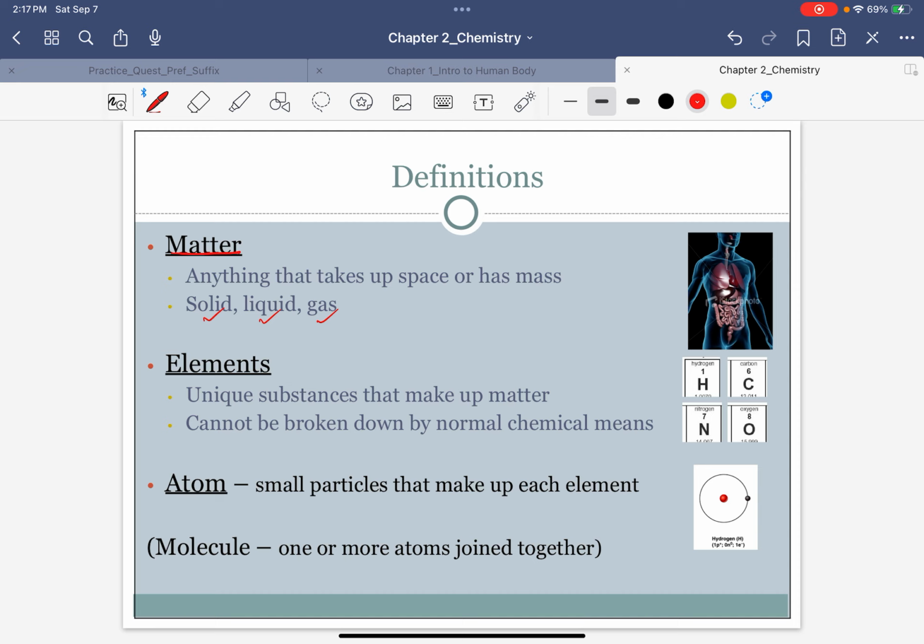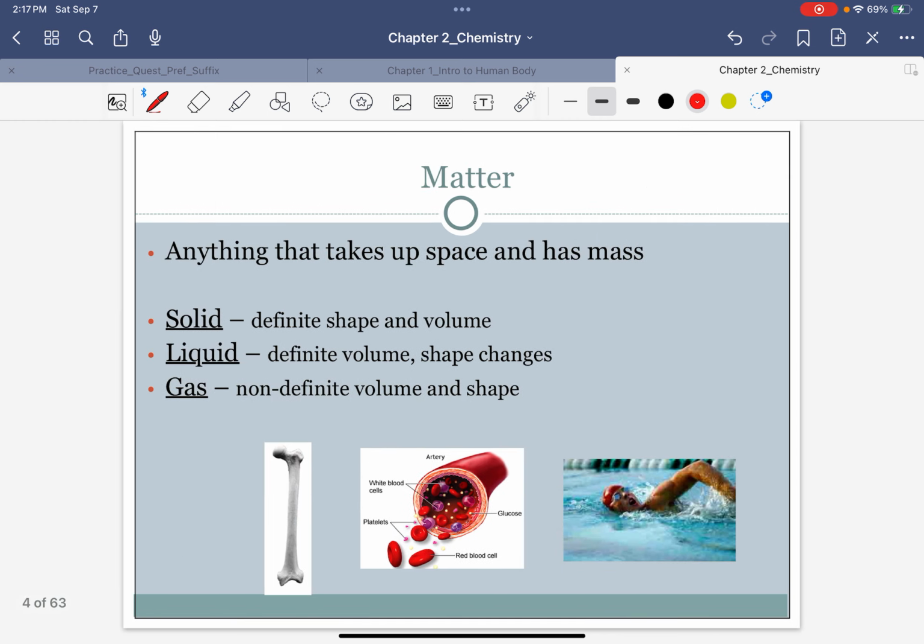We also see all three forms of matter in our body, right? So don't take this to be too serious in terms of trying to understand it, but just know that we've got these in our body. You know, we have solids: bone tissue, organs, nervous tissue, our brain.